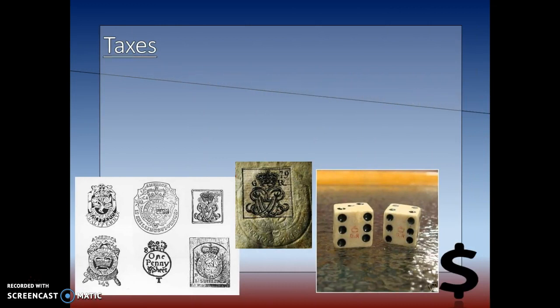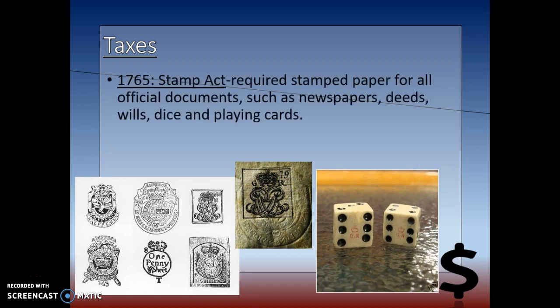Now let's talk about taxes. We all know that there was an issue with debt. Wars are expensive. The first tax that was issued was called the Sugar Act. And we're not going to go much over that, but that was on sugar and molasses. And that mostly affected merchants.